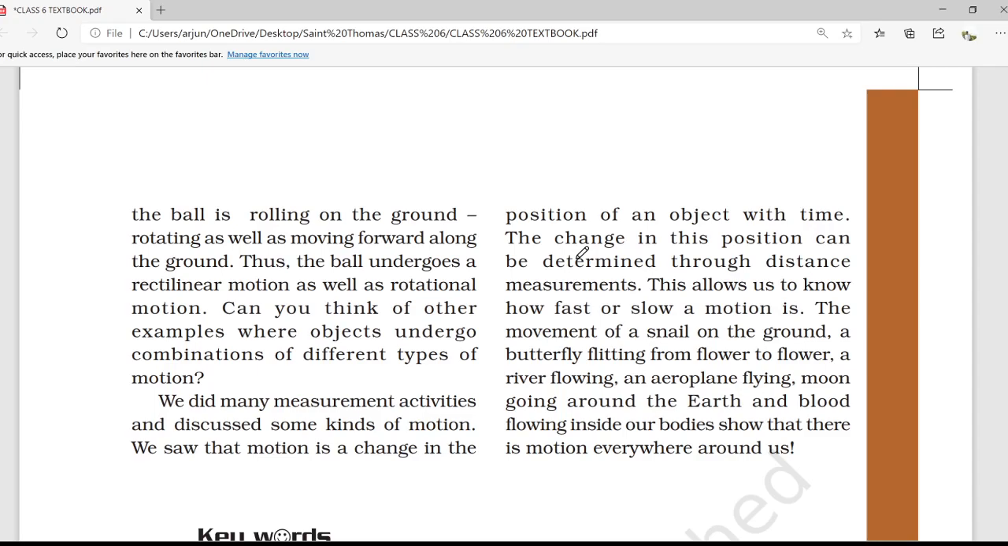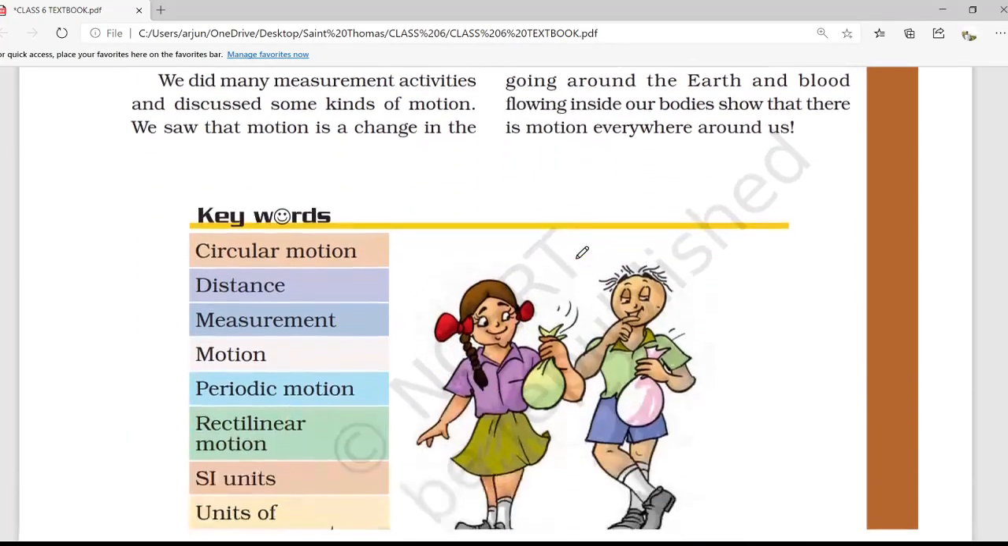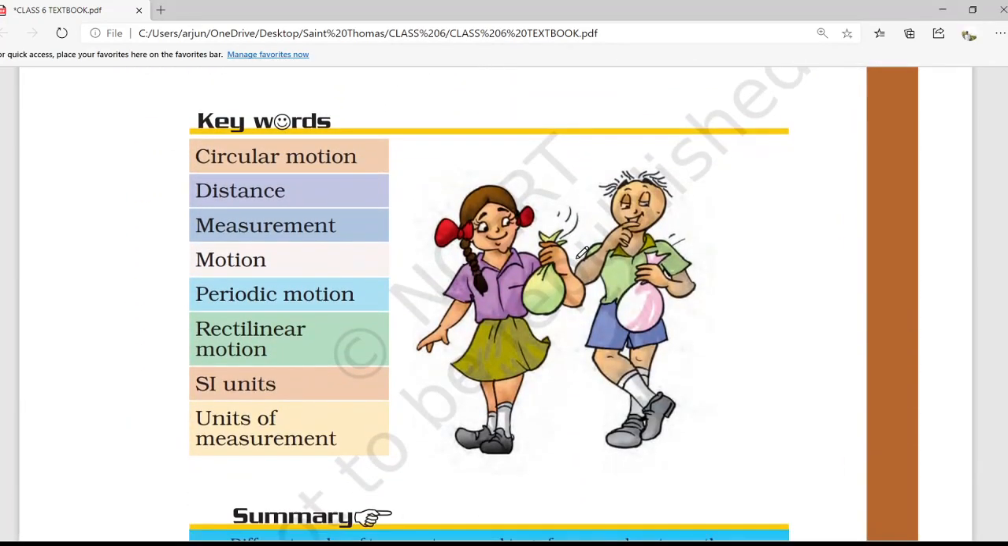We have also seen the importance of motion. The movement of a snail on the ground, a butterfly flitting from flower to flower, a river flowing, an aeroplane flying, the moon going around the earth, and blood flowing inside our body show that there is motion everywhere around us. So here we completed this chapter.